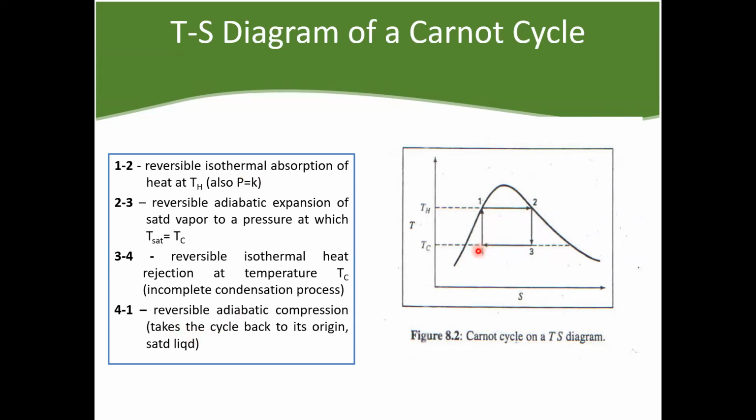Next, the reversible adiabatic compression back to its origin, which starts as a saturated liquid. Okay, so saturated liquid from point 1 becomes saturated vapor, and then wet steam at 3 and 4. So this is the Carnot cycle.